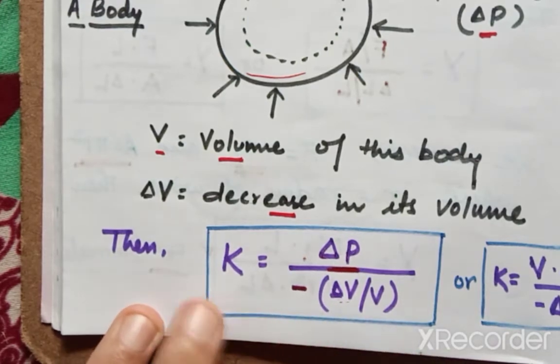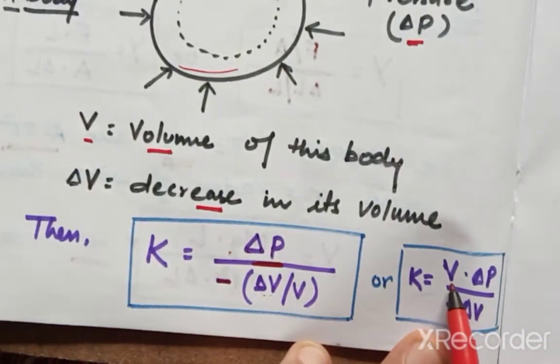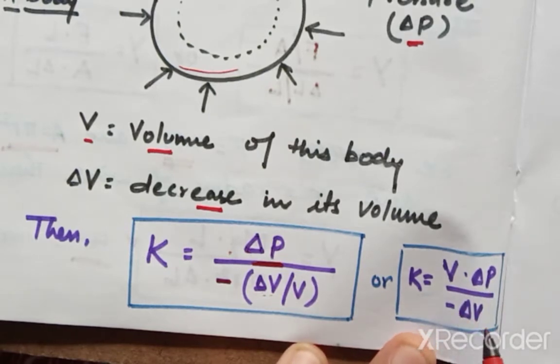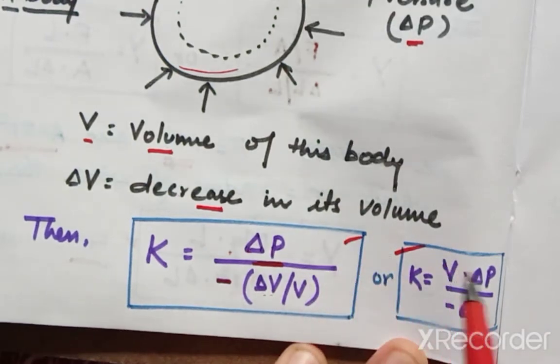So we can write K as V into delta P by minus delta V. This formula is used in the numericals, both the formulas.